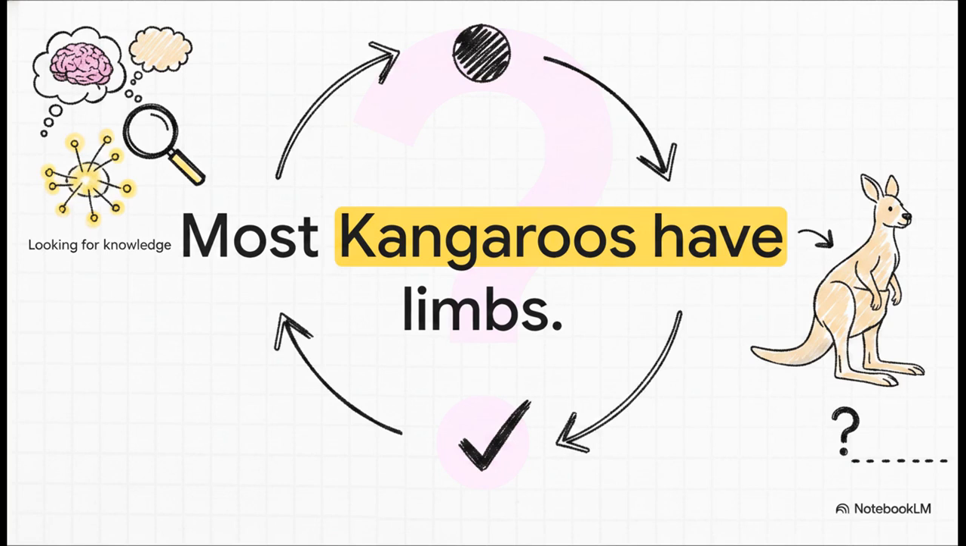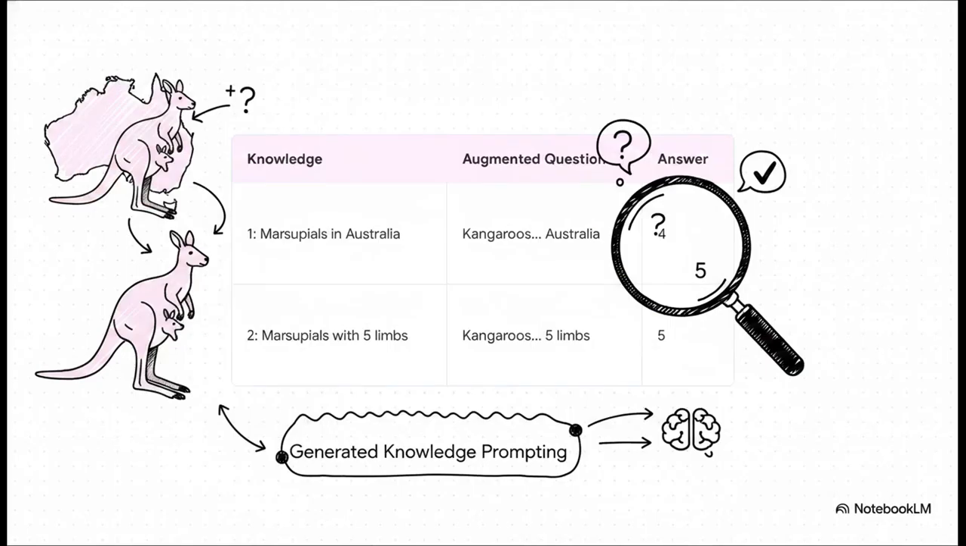To test this, the researchers used a classic fill-in-the-blank question. Most kangaroos have masked limbs. The whole goal here is for the AI model to accurately figure out exactly what goes in that blank. Now, what's really interesting here is how the math plays out. Let's say our model generated two different pieces of knowledge, so M equals 2. Knowledge 1 says kangaroos are marsupials in Australia. Knowledge 2 says kangaroos are marsupials with 5 limbs. And actually, side note, that is amazingly biologically accurate if you count their strong muscular tail, which they use for locomotion. Anyway, the system then concatenates each piece of knowledge with the original question to create an augmented question. This leads directly to two distinct proposed answers, 4 and 5.